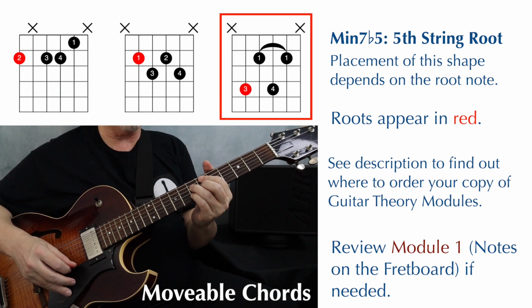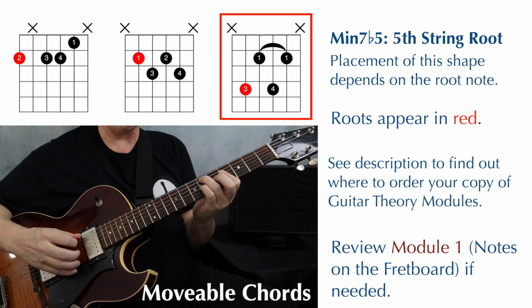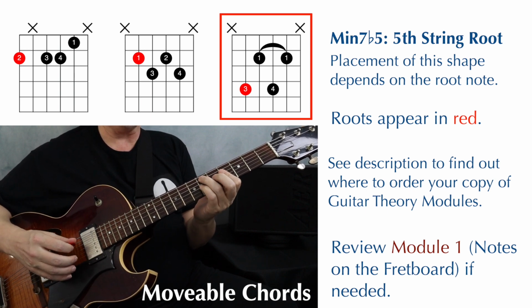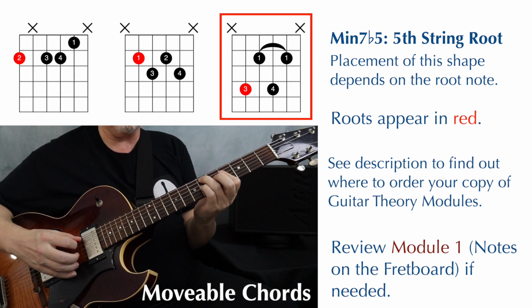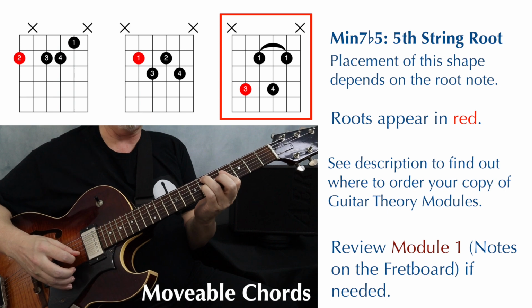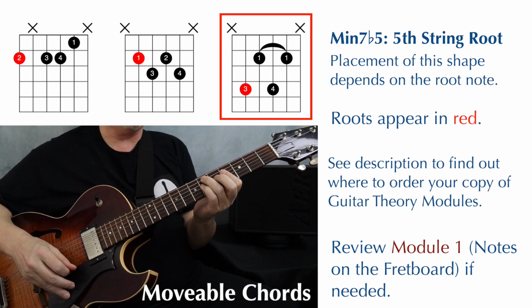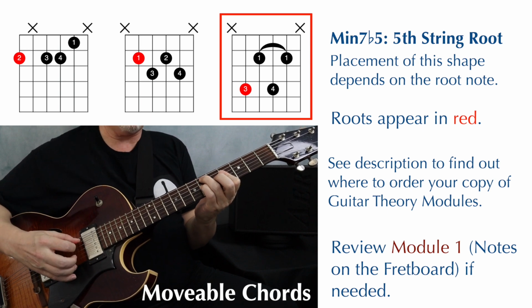And you can also get away with using this minor 7 shape for a minor 7 flat 5 shape. So that is a minor 7 shape. However, this shape does not include a 5th. It has a root, a 3rd, a 7th, and another root. Since there's no 5 to flat, you can substitute this chord instead.